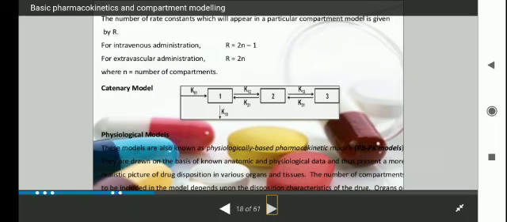K01 and K10. I could not say it as K10, we should say it as K10. Sorry, I pronounced it in a wrong way. Actually, K10 and K01, that is the way you have to pronounce it, because it is an elimination phenomenon. So K01 is the absorption part and K10 is the elimination part.